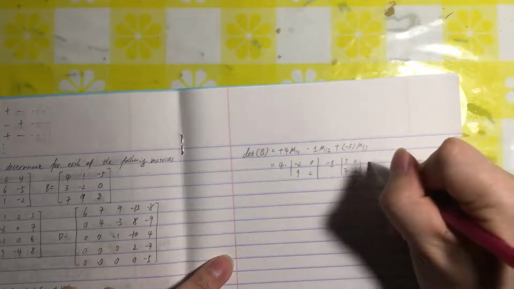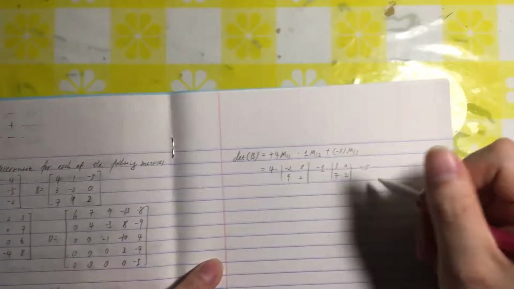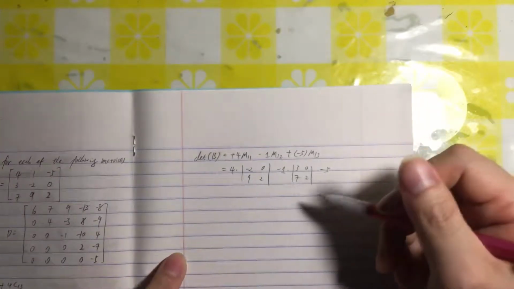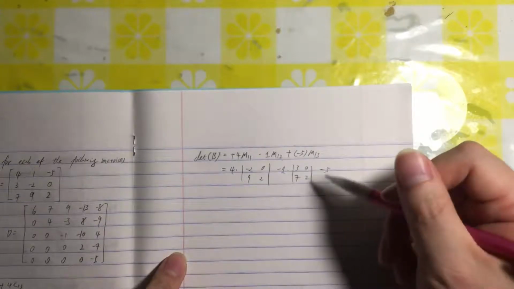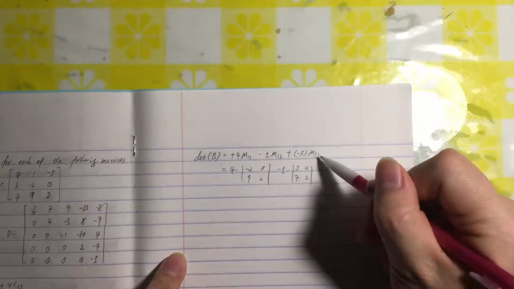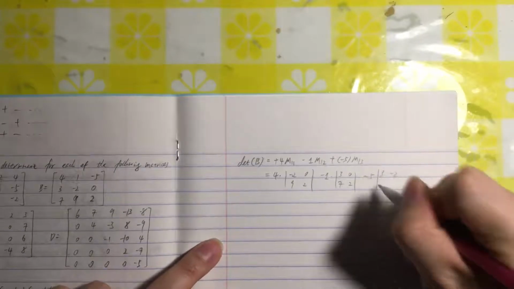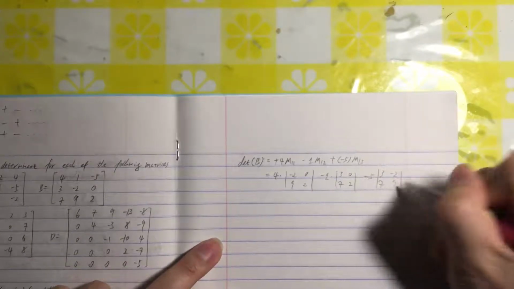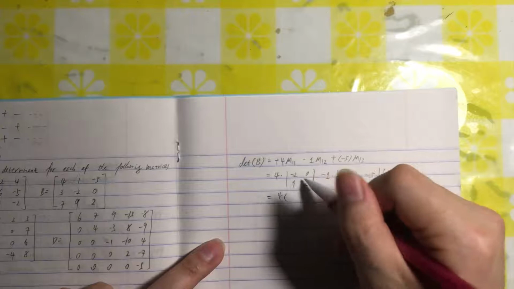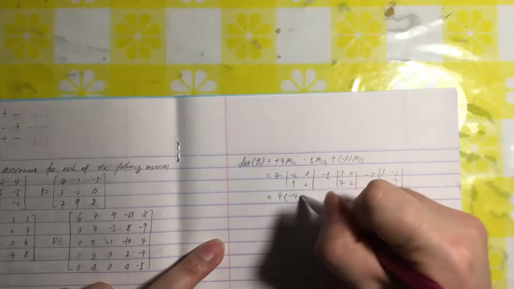Positive times negative is negative: negative 5 times M13. M13 is the determinant of the submatrix obtained by removing the first row and third column from matrix B. If I remove the first row and third column, that's what's left. So negative 5 times the determinant of the matrix 3, negative 2, 7, 9. These two bars represent the determinant. Then simplify. Take the determinant here: negative 4 minus 0.